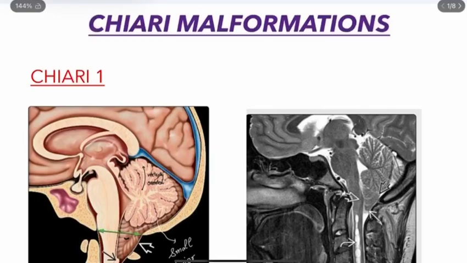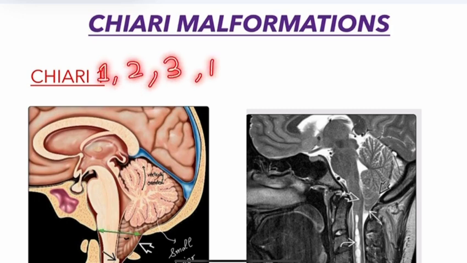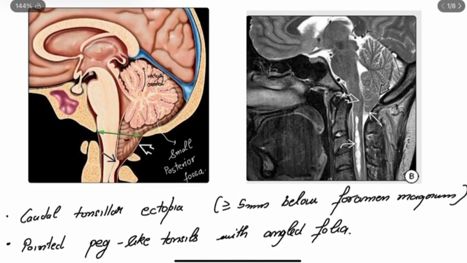Hello everyone. Today we will study the topic of Chiari malformation. It is of various types: Chiari type 1, 2, 3, 1.5 and 0. First, let us discuss Chiari type 1 in detail.